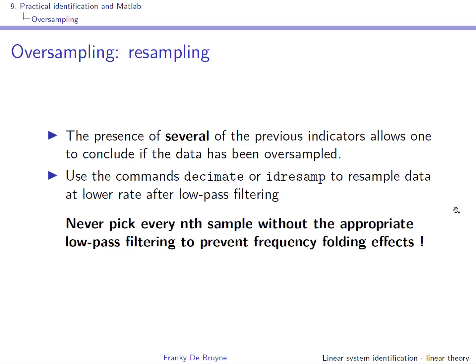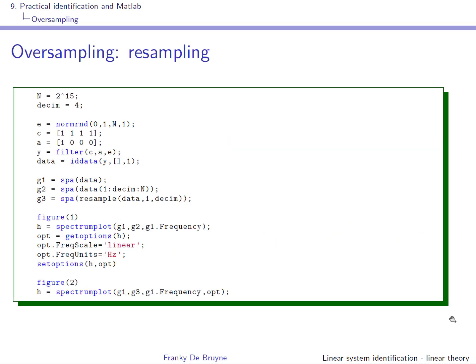If you come to the conclusion that the data is oversampled, you should use the command decimate and/or the command resample. This is another one that resamples the data, but after low pass filtering to prevent aliasing. So never pick every Nth sample without the appropriate low pass filtering, otherwise you'll have frequency folding effects, and this will be illustrated next. So again, what we'll do is use some Matlab code to illustrate what I'm trying to show you.